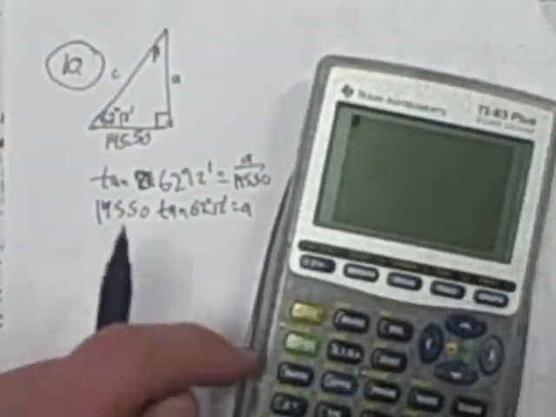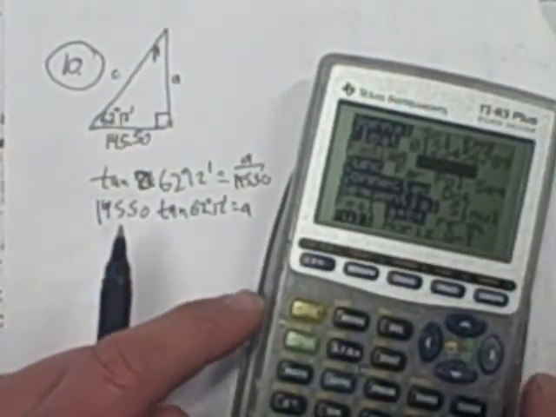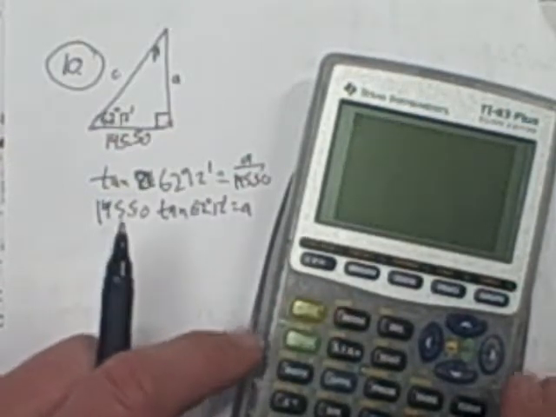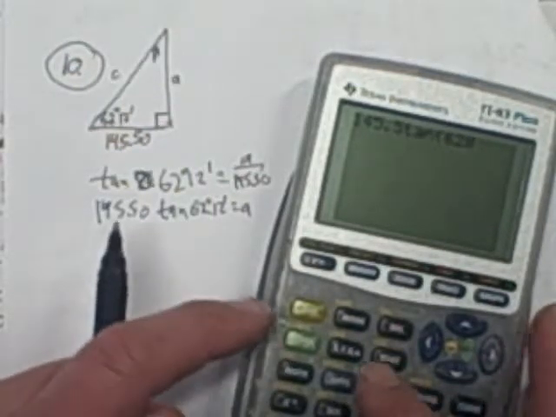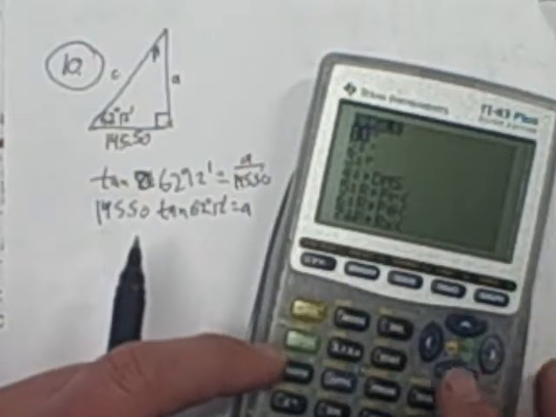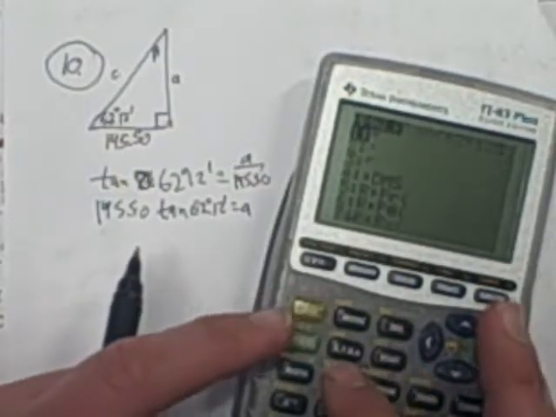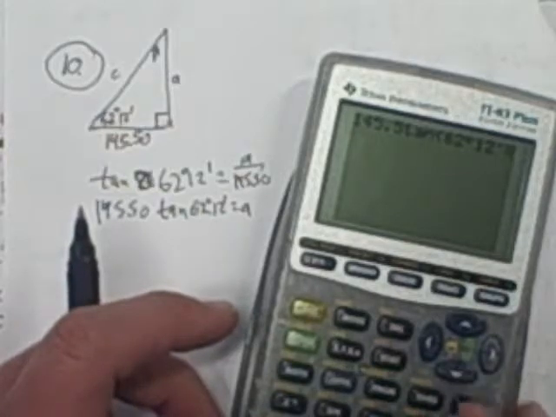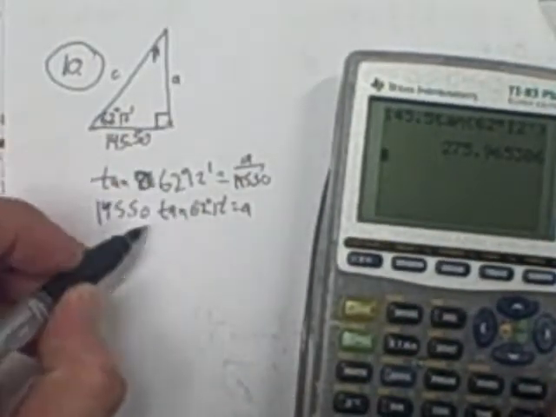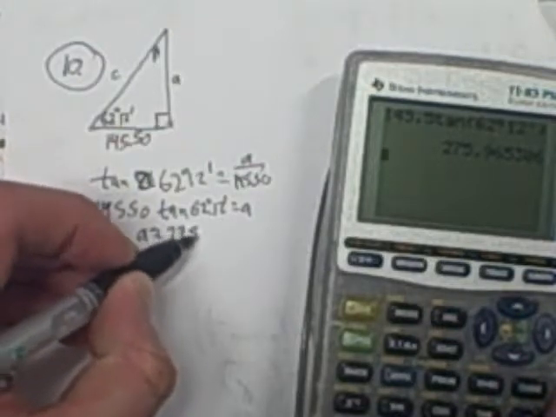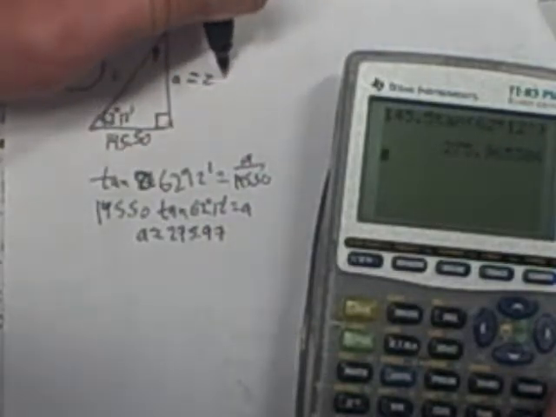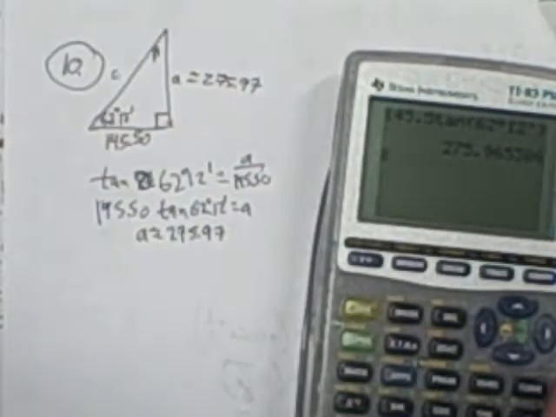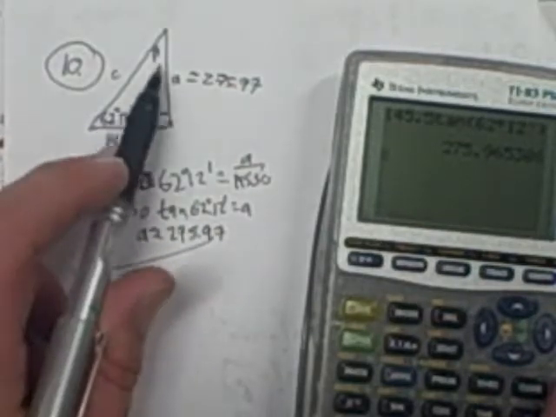And so then I'll just grab my calculator. One of the things I'm going to do with my calculator is first make sure that it's in the right mode. Put it in degrees mode. If I try to do this in radians, I'll have trouble. 145.5 times the tangent of 62, and remember, going to that angle menu, degrees, 12 minutes. And I get about 275.97 rounded up. So that's about 275.97. I could find this missing side here.